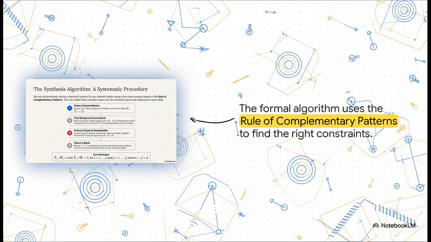And here's what that looks like as an official algorithm. It's a formal, four-step process, and it's all grounded in this really cool idea called the rule of complementary patterns. All that really means is that for any system, the ways it's allowed to move and the forces that are restricting it are basically mathematical opposites. They're reciprocal. So by solving that little equation you see down at the bottom, we can systematically find the exact set of restrictive forces we need to achieve pretty much any motion we desire.